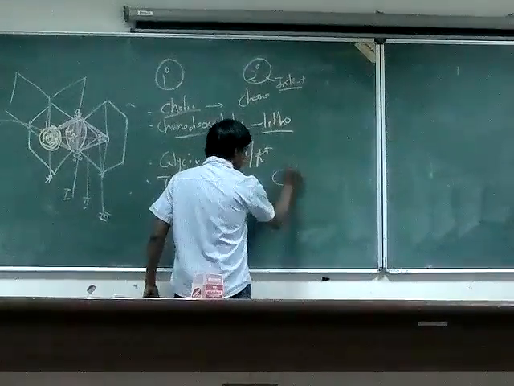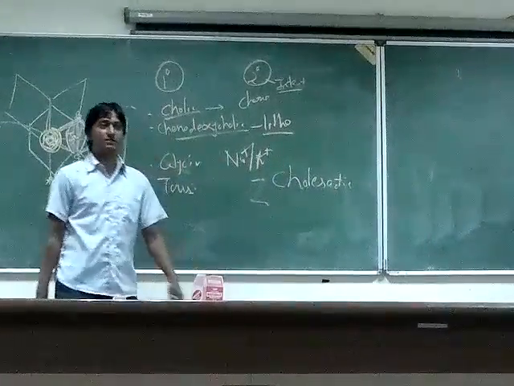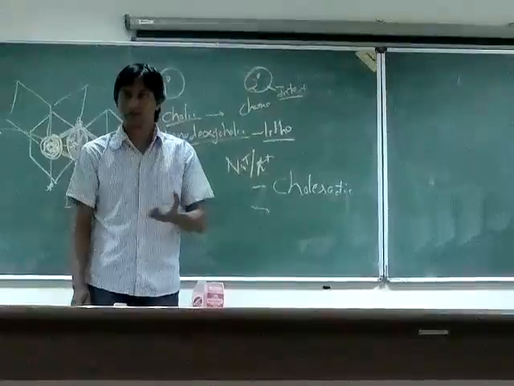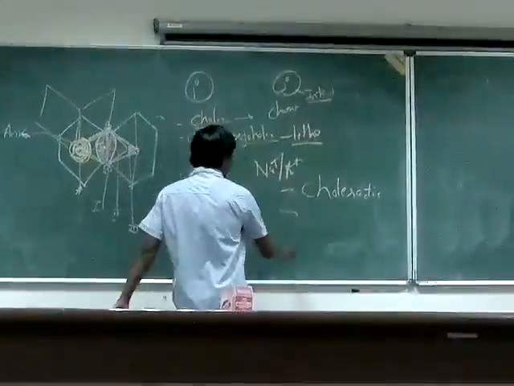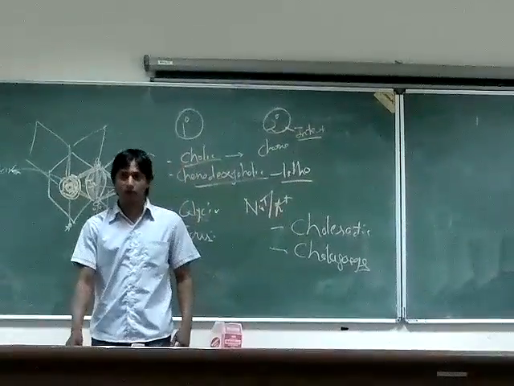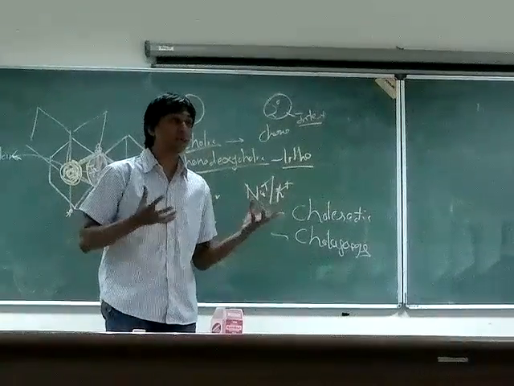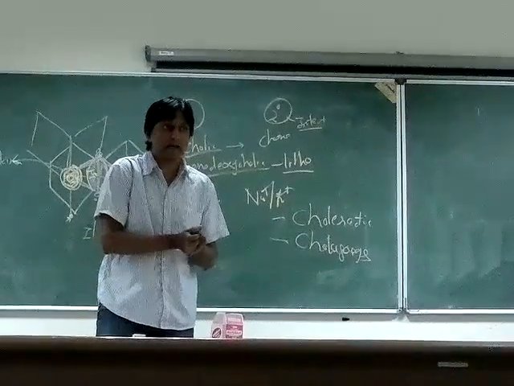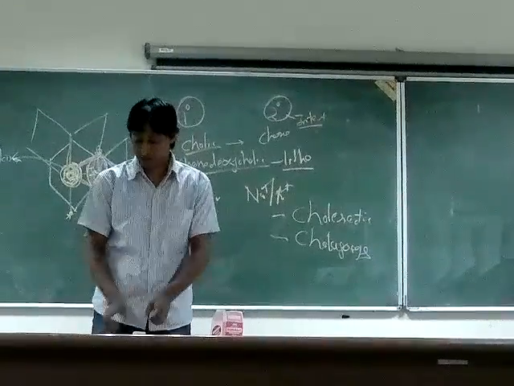Cholerectic action. What is cholerectic action? It will stimulate the liver to secrete the bile. Okay, that is called the choleretic action. And second is the cholagogue action. What is the cholagogue action? It will stimulate the gallbladder. There will be constriction of the gallbladder and release of the bile from the gallbladder. That is called the cholagogue action.